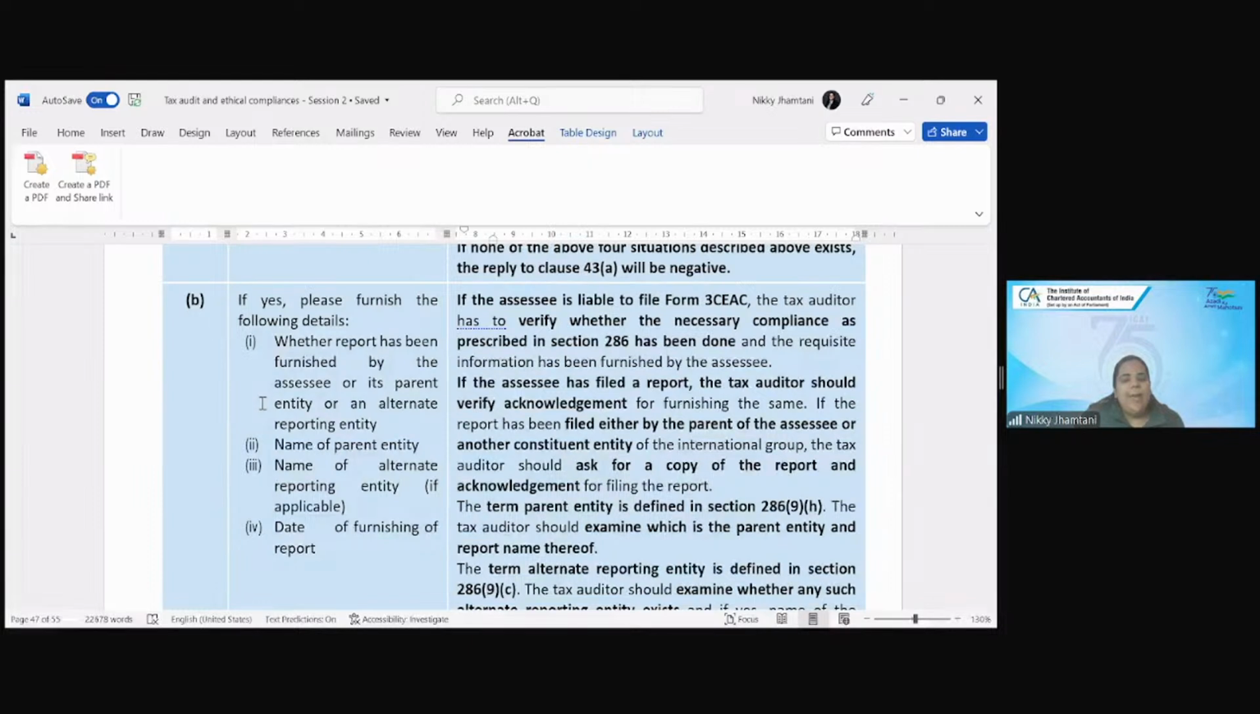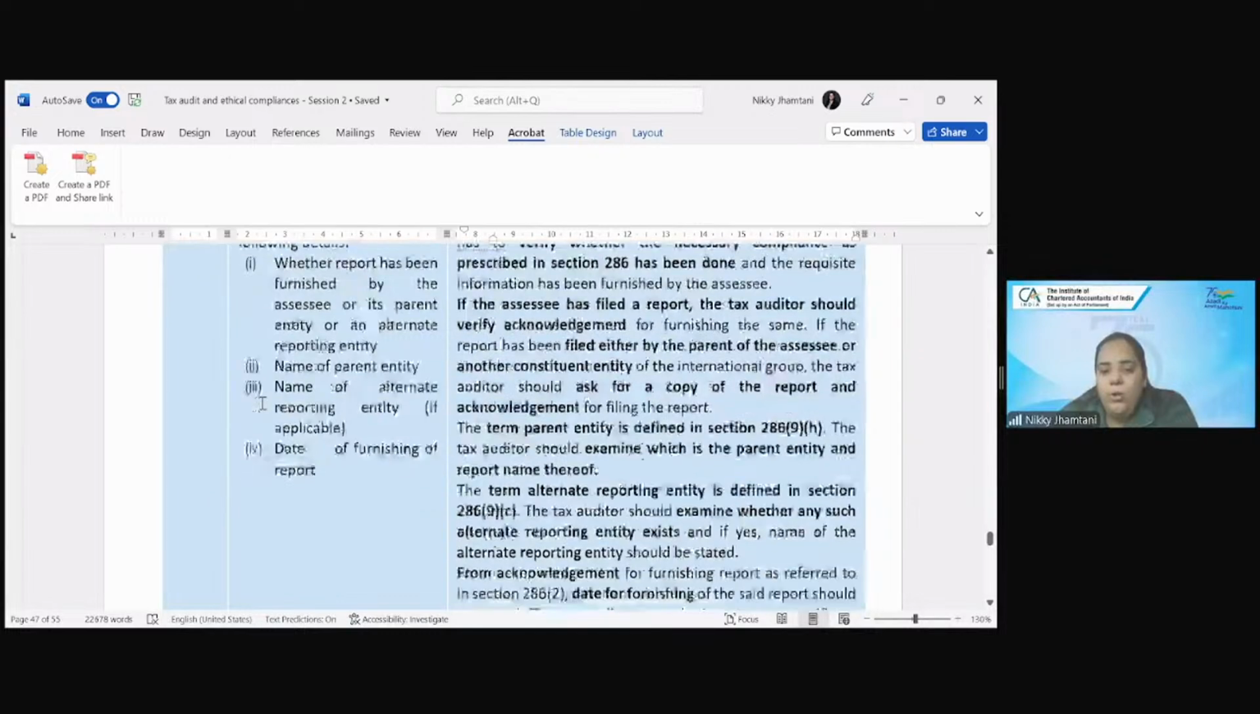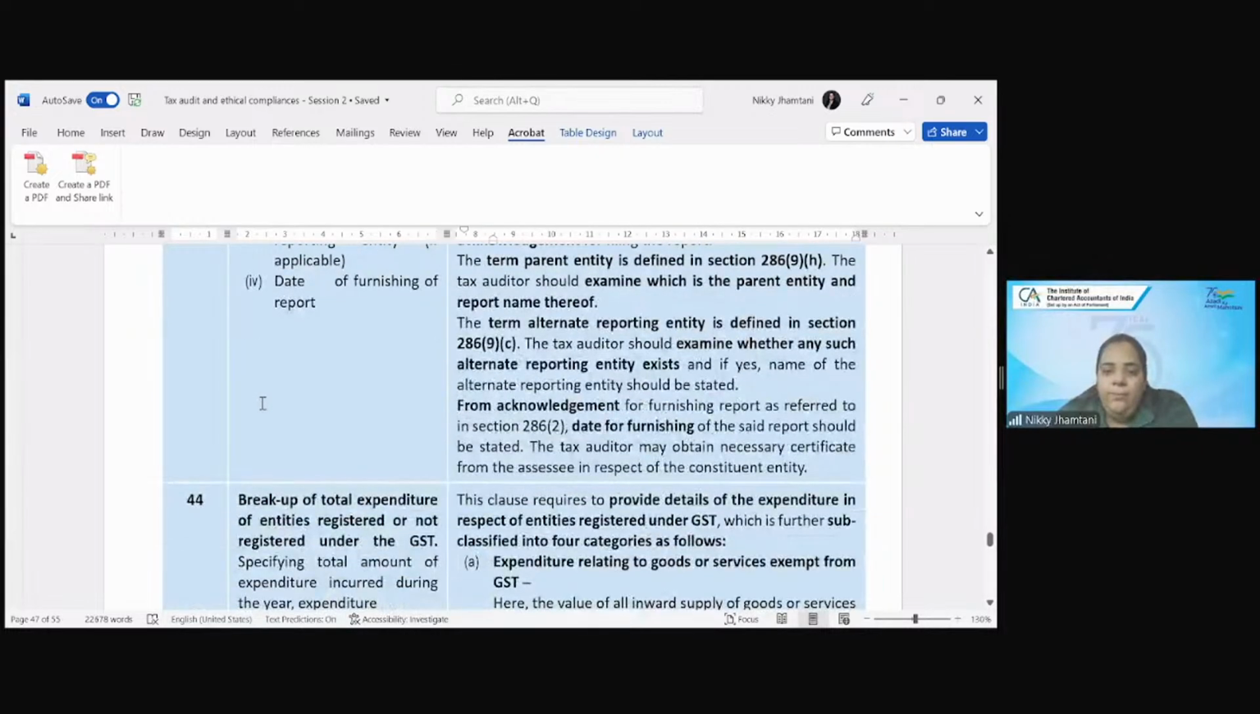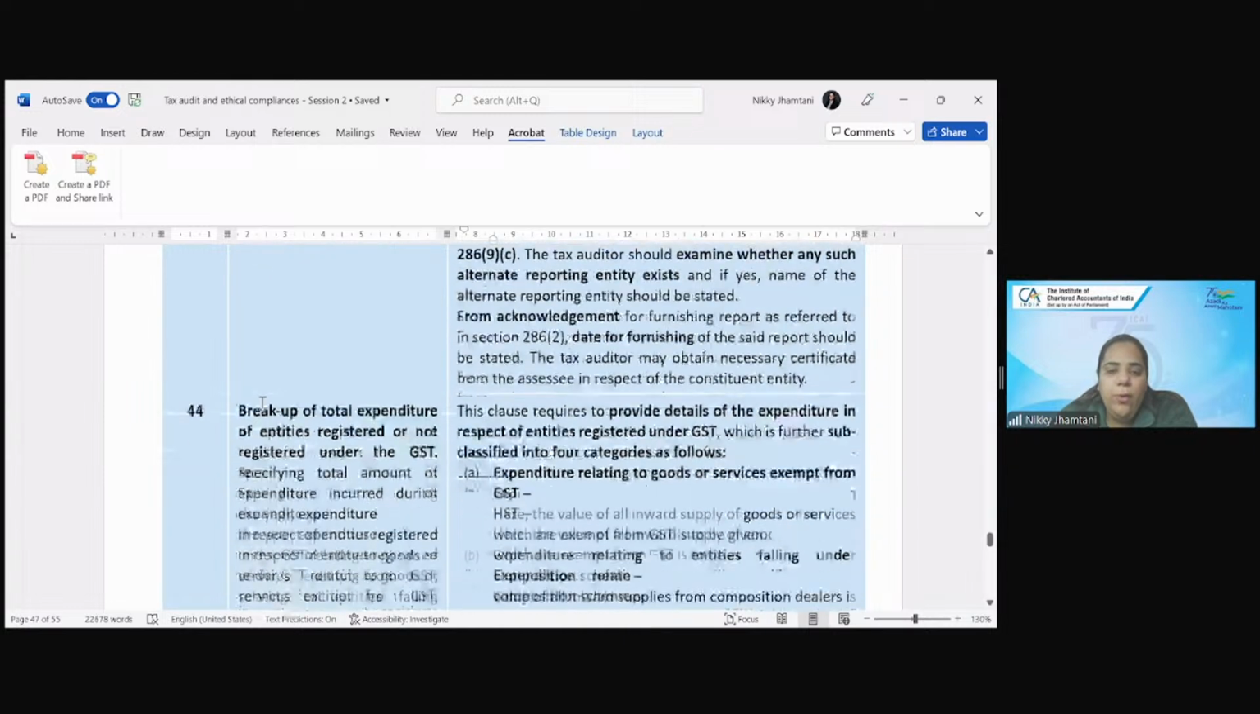So if the assessee is liable to file Form 3CEAC, the tax auditor has to verify whether the necessary compliance has been done. If the assessee has done the compliance, he has to verify it, along with the acknowledgement. Okay. And the tax auditor can ask for a copy of the report and acknowledgement. From the acknowledgement for furnishing the report, the date of furnishing should be stated. The tax auditor may obtain necessary certificate from the assessee in respect of the constituent entity.